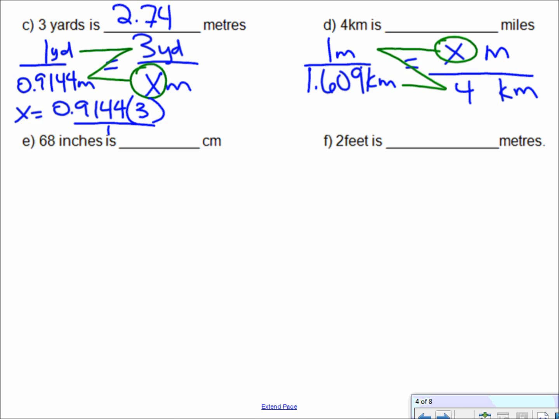The first 2 numbers that hit get multiplied, the second divides. So I have X equals 1 times 4 divided by 1.609. Yeah, I'll go to 2 decimal places. So yes, it would be 2.49, and that is rounded.